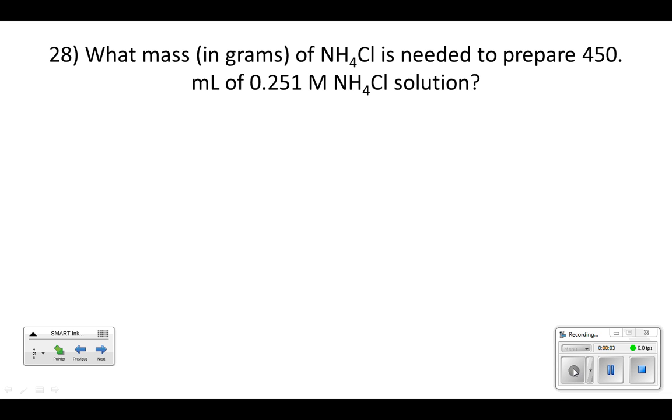Problem 28 on page 556 says, what mass in grams of ammonium chloride is needed to prepare 450 milliliters of 0.251 molarity ammonium chloride solution? So this is a molarity problem. So let's start off by writing the definition of molarity.